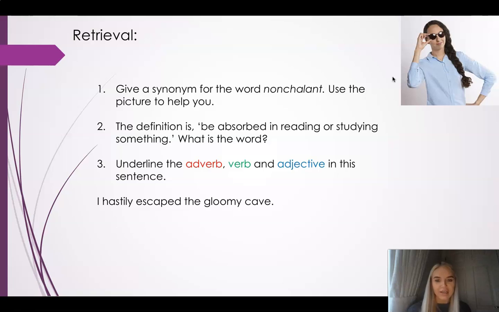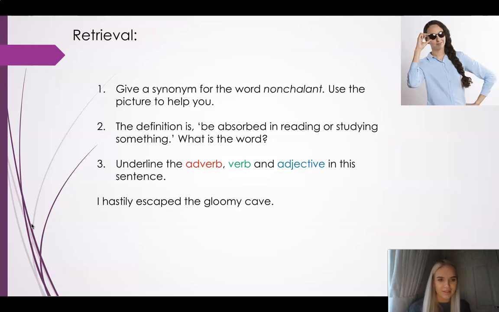Another definition here, to be absorbed in reading or studying something. What is the word? And finally, underline the adverb, the verb, and the adjective in this sentence. You can use the following colours if you have them, or different ones. So in this sentence, underline those three things. Pause the video now, and can you have a go at those three things, please?